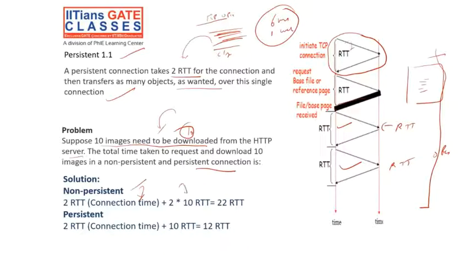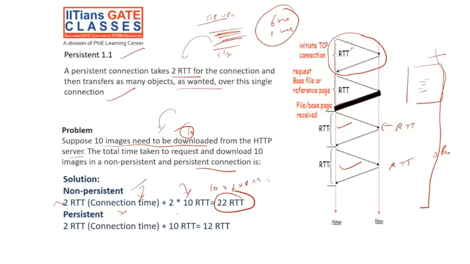For the 10 images, what do we have to do? 2 RTT: initiate the connection and then receive the object. And then again initiate the connection, then receive the object. It means for each object, 2 RTT. So 10 objects are there: 10 into 2 into RTT. It will be 20 plus 2, 22 RTT. In this, first the basic reference page will be there, then all the remaining objects.